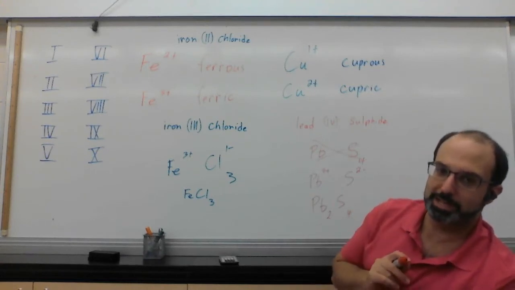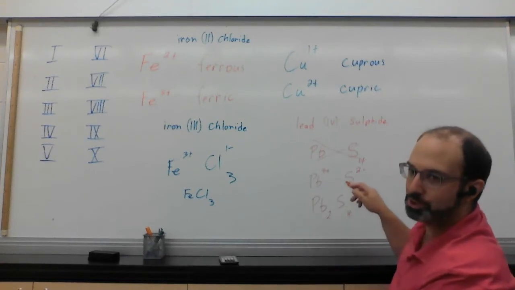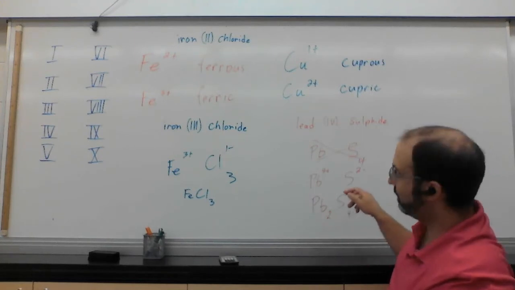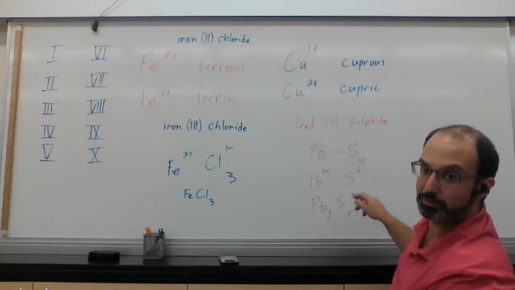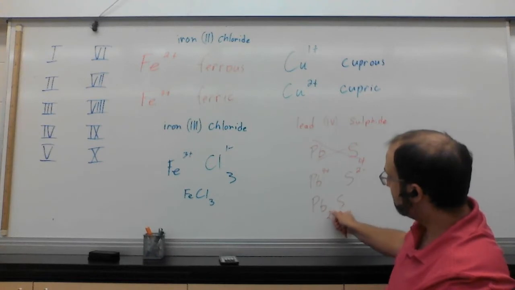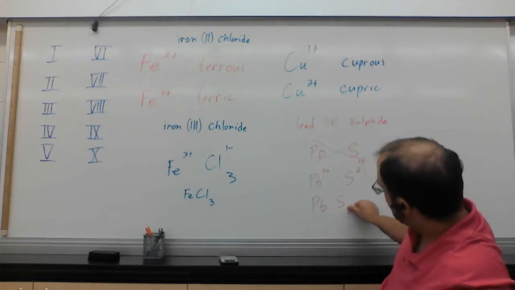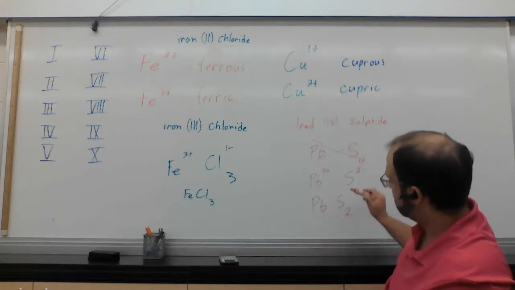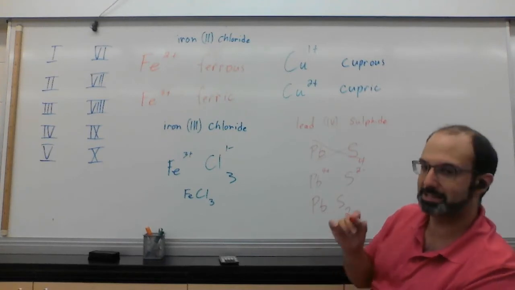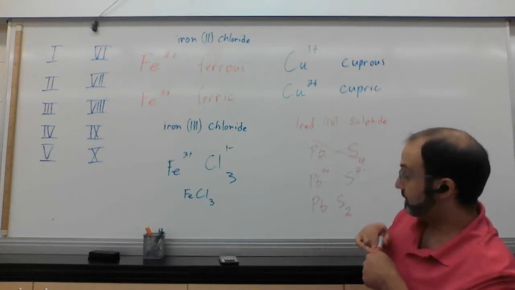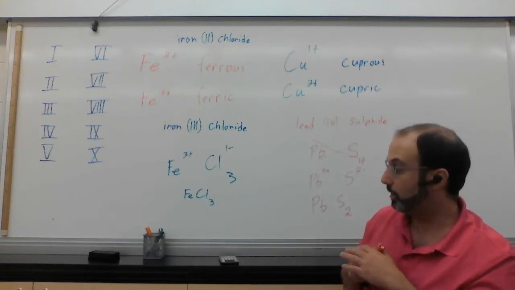This is where people make a mistake again, because you're going to reduce that. You don't need 2 leads and 4 sulfurs. You need 1 lead and 2 sulfurs to make this work. That last step people tend to forget. But that's it. There you go. You're done. That's all you need to do.